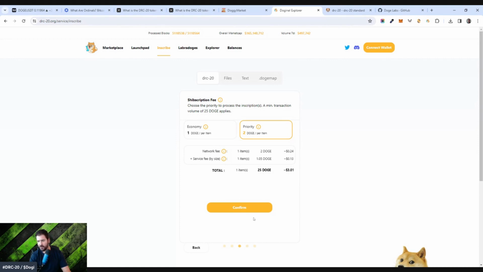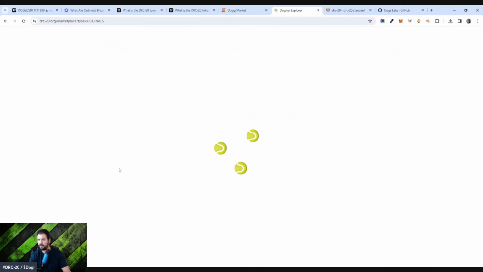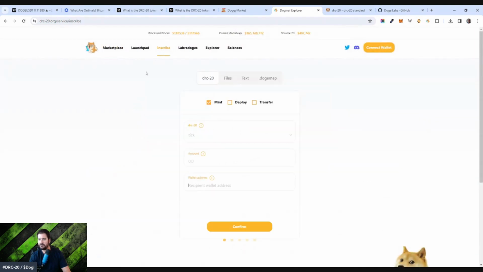I'm not going to go and confirm this right now, but essentially if you wanted to mint this, you would go all the way through the process and you would mint it out and pay this fee. And then those would be transported to your Dogenals wallet here, okay? So that is how you mint a particular coin. Let's go back to Inscribe. Going a little bit slow here today. Let's go back to Inscribe.